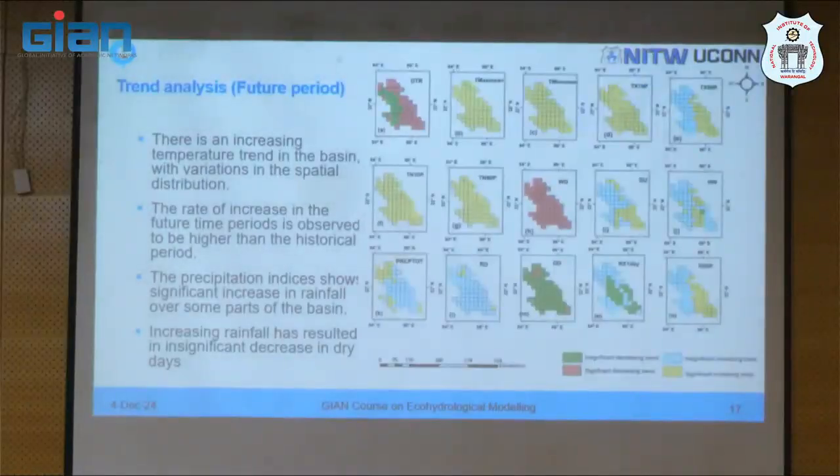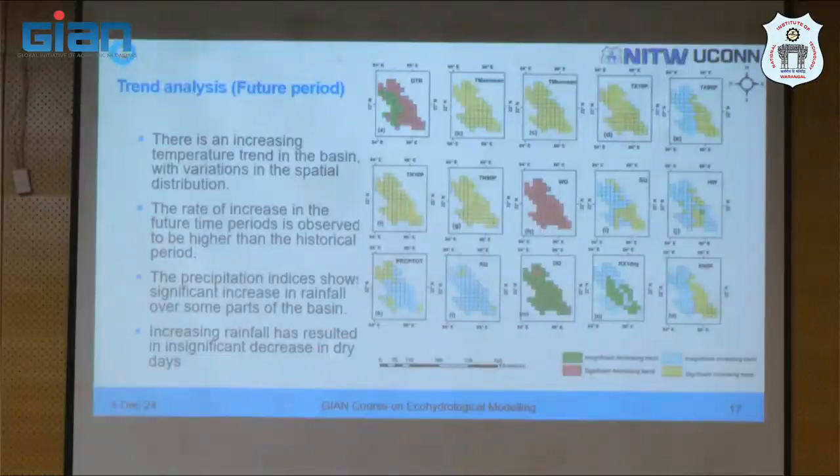Now coming to the future period, we took one of the GCMs, bias corrected and downscaled it, and did the analysis. I am not going in deep, but in general your extremes were increasing, your maximum temperature, there is an increasing temperature trend in the basin with variations in spatial distribution. The rate of increase in the future time period is observed to be higher than that of the historical period, and generally the precipitation indices show significant increase in rainfall over some parts of the basin. So your GCM studies show that there is maybe an increase in precipitation, which is contravening to what we have observed historically. Historically the precipitation was decreasing, but in the future period it was shown that in some parts of the basin the precipitation is increasing.